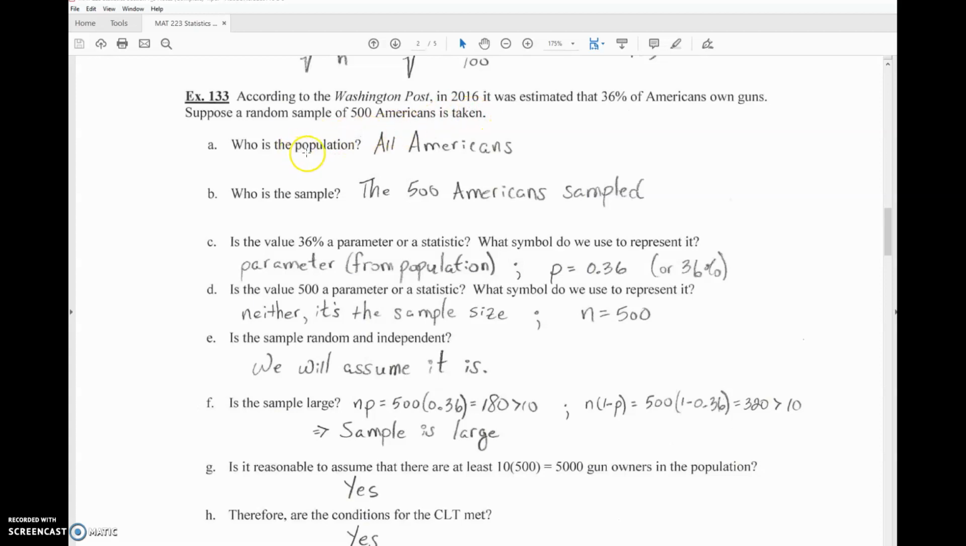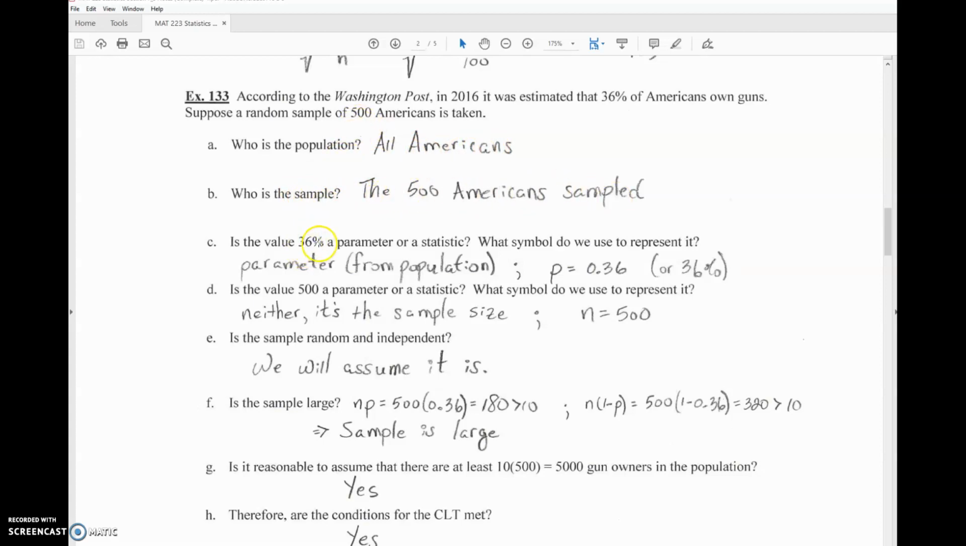Okay, so kind of putting all the information we have together in Chapter 7 so far, let's run through this. Who is the population? First of all, that's all Americans, right? I took a random sample of 500 Americans, so that's trying to represent all Americans. The sample is the 500 Americans that we sampled, of course.